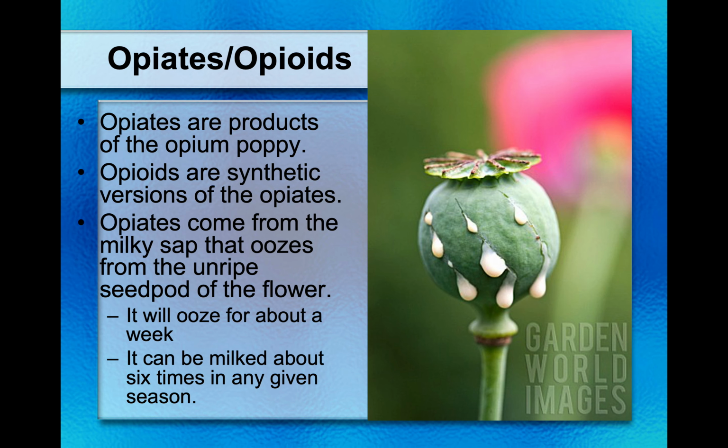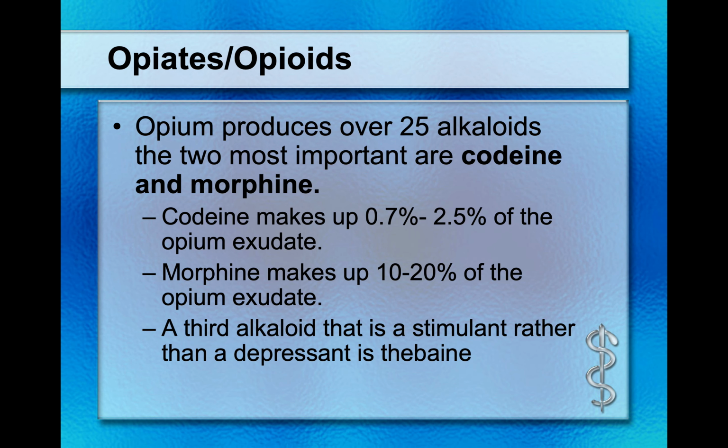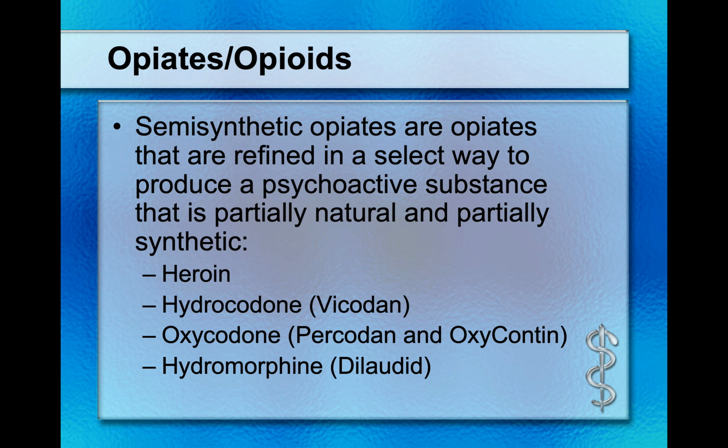They scrape it off. Opium produces over 25 alkaloids. The two most important are codeine and morphine. Codeine only makes up 0.7% to 2.5% of the opium exudate. Morphine makes up about 10 to 20% of the opium exudate. A third alkaloid that is a stimulant rather than a depressant is thebaine, and I haven't heard of them using that actually.